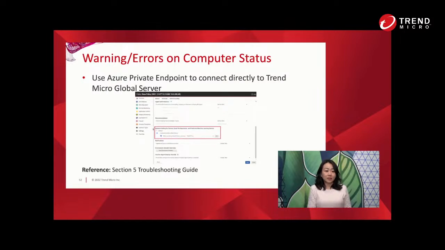Likewise, in Azure, you can click on the policy and use the Azure private endpoint to connect to the Trend Micro global server. In order to do this, you can click on the computer with this issue, go to the settings under General, see the network settings for Census, Good File Reputation, and Predictive Machine Learning Service. Configure it to use the proxy, which is the private endpoint for your Azure account.